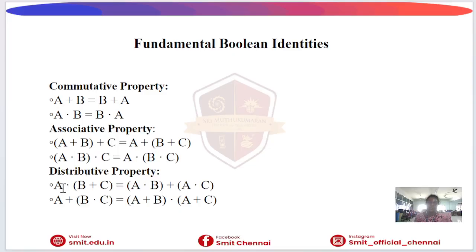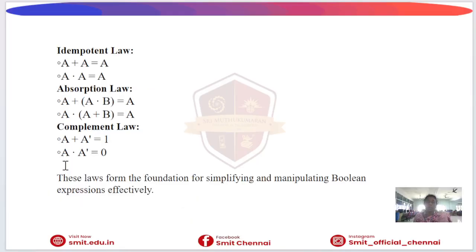Next one is the distributive property. A dot (B plus C) is equal to AB plus AC. This is the result. Okay, so it is similar to ordinary algebra. The same concepts apply in Boolean laws. The idempotent law is that A plus A is equal to A, and A dot A is equal to A. Repeating a variable does not change the result.